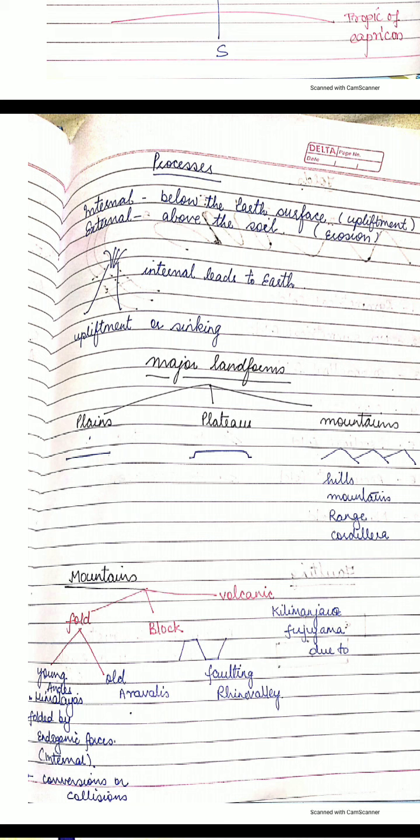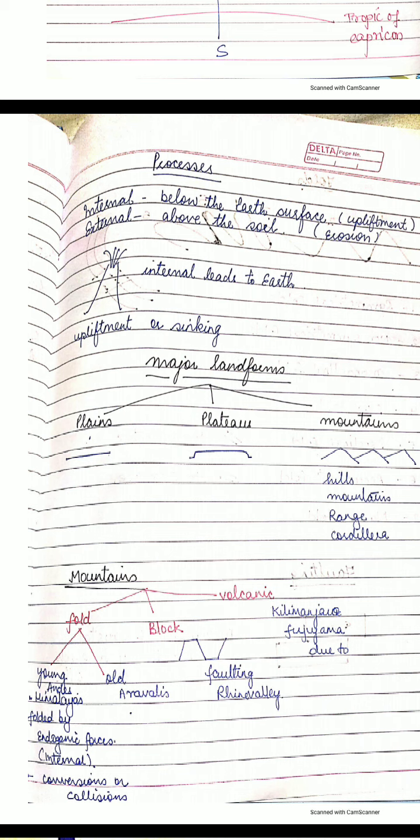So in this chapter, there are three major landforms we'll be studying: plains, plateaus and mountains. So children, plains I have already taught. I'll be taking them in brief at last. The most difficult topic is the mountain. So if we have to talk about the mountain, we have hills, we have mountains, then we have ranges, and then we have cordillera.